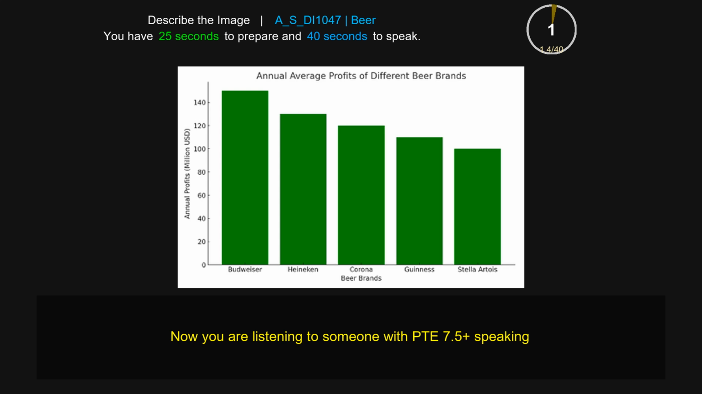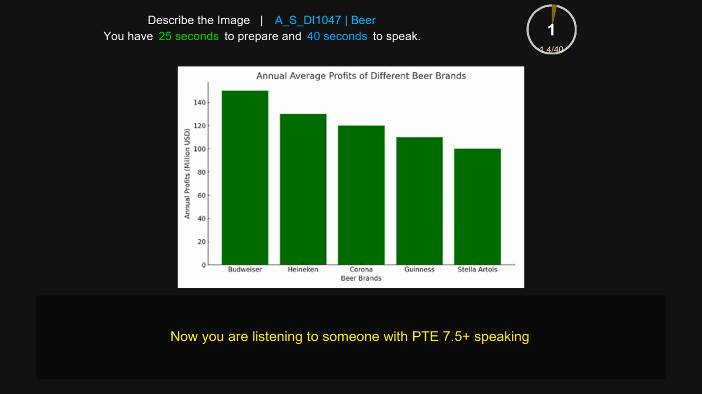The image provided is a bar graph that gives information about annual average profits of different beer brands, while the x-axis talks about beer brands, while the y-axis talks about annual profit in millions. It is evident that the highest value is 140, conversely the lowest value is 100. Another interesting point is that Budweiser, Heineken, Corona are also available in this picture. Overall, this image illustrates annual average profits of different beer brands.